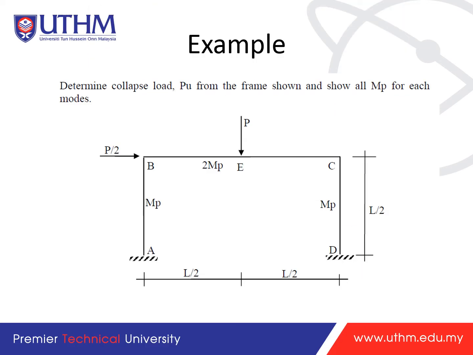Okay, so this is the next example, example 2. Determine the collapse load PU from the frame shown and show all the MP for each of the modes. So you have P over 2 applied horizontally at point B, and P applied at point E. Here is MP for AB, then B to C is 2 MP, and C to D is MP. You need to be very careful with this. And also the length is L over 2 each.